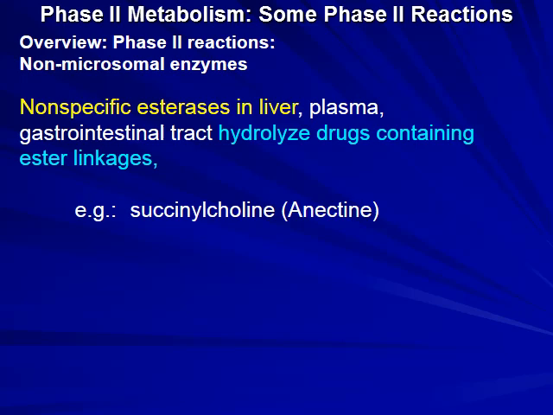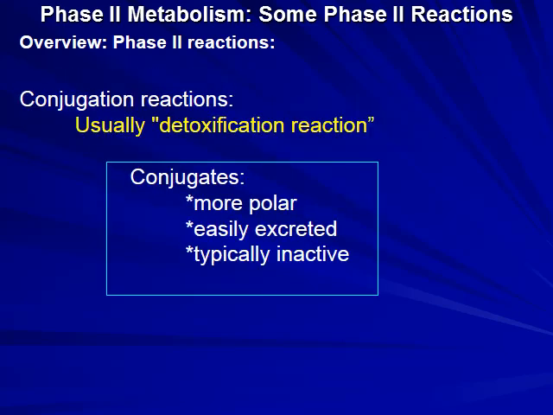Succinylcholine is one of those that we talked about. And while it's a longer acting analog of acetylcholine, it doesn't really last that long because of these esterases. So acetylcholinesterase is one we'll talk about a lot, but there's also non-specific esterases present in various places. So file this one away and realize that we'll get back to it when we start the autonomic nervous system. All right, so phase 2 conjugation reactions: more polar, usually excretable, no problem usually, and typically inactive.